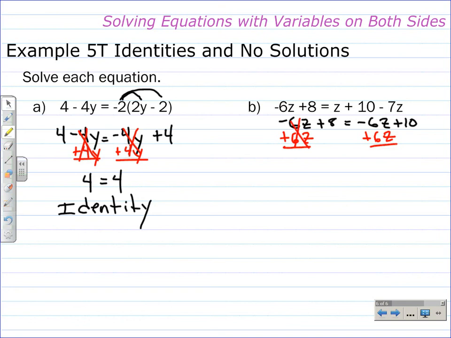the z's are eliminated from both sides, and that leaves us with the equation 8 is equal to 10, and that's not true. Therefore, there is no solution. There is no number that's going to make this equation true ever. Back to part A of example 5T, the identity means that all numbers are a solution.